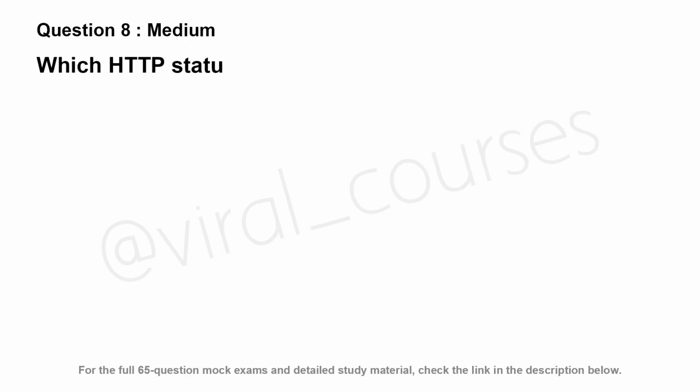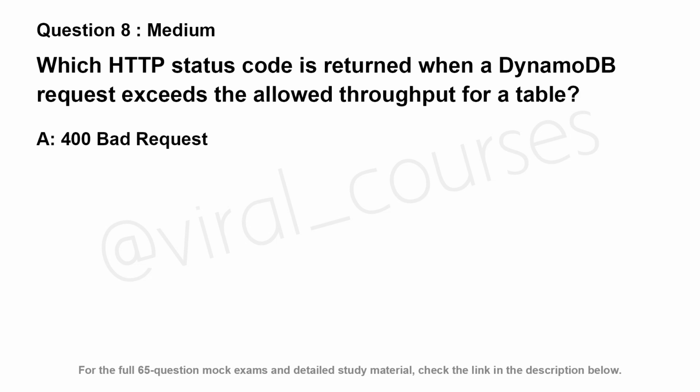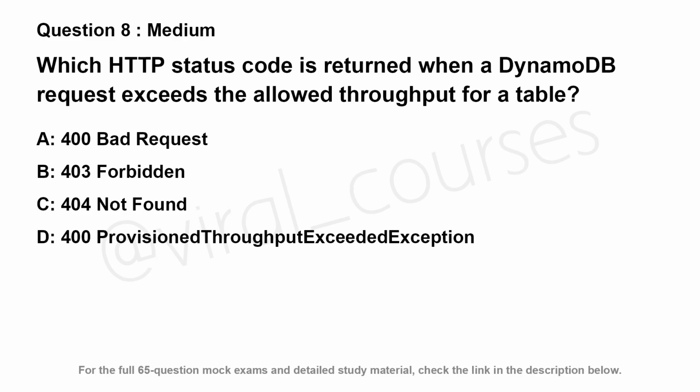Which HTTP status code is returned when a DynamoDB request exceeds the allowed throughput for a table? Option A. 400 Bad Request. Option B. 403 Forbidden. Option C. 404 Not Found. Option D. 400 ProvisionedThroughputExceededException.